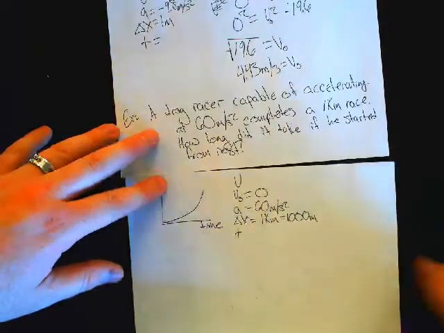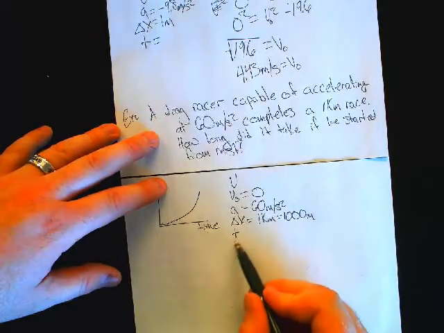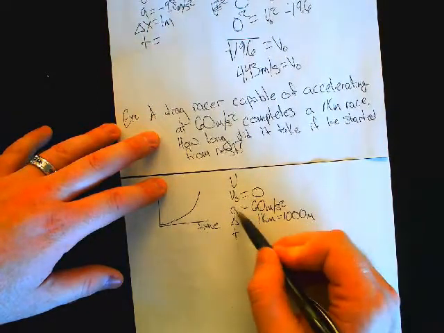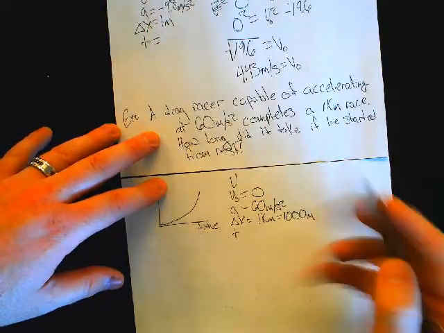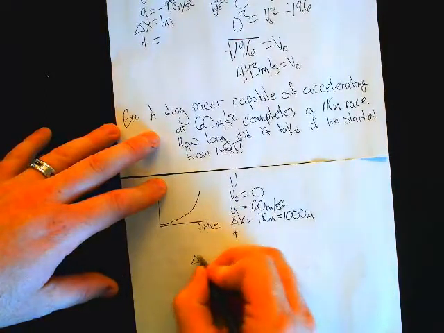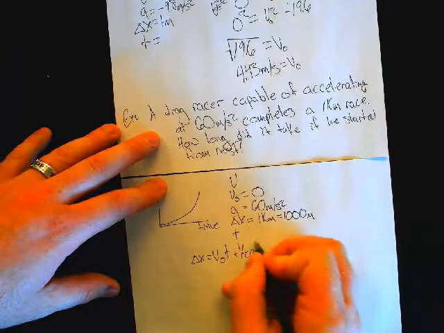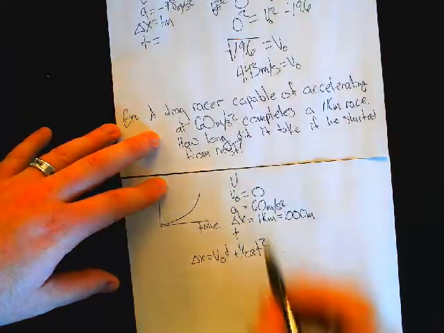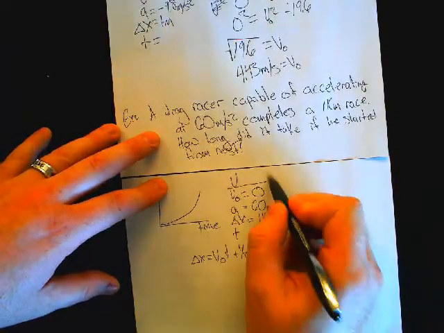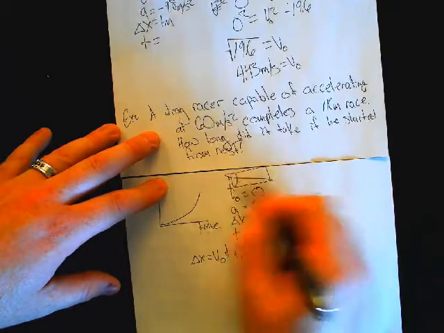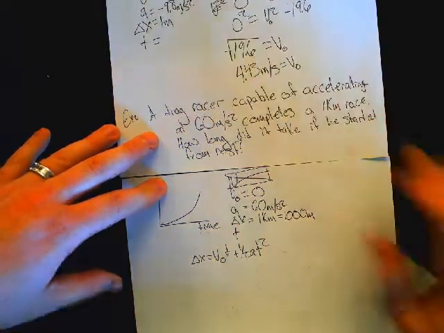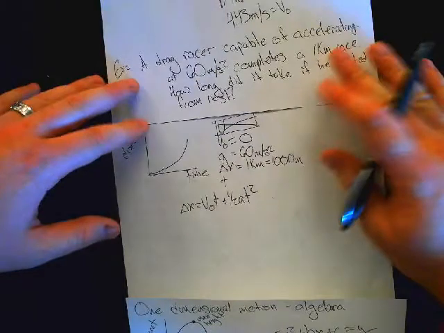Equation. What am I trying to find? I'm trying to find time. So I need V naught, A, delta X, and T. That says to me delta X equals V naught T plus 1/2 A T squared. I picked that equation because it doesn't have V. I don't know V, I don't care about V, so pick the equation that doesn't have a V. Make sense?